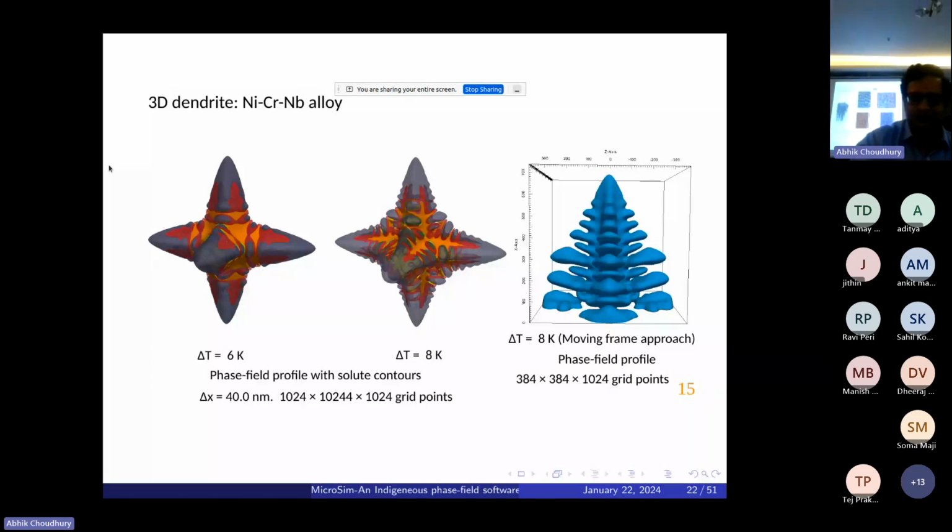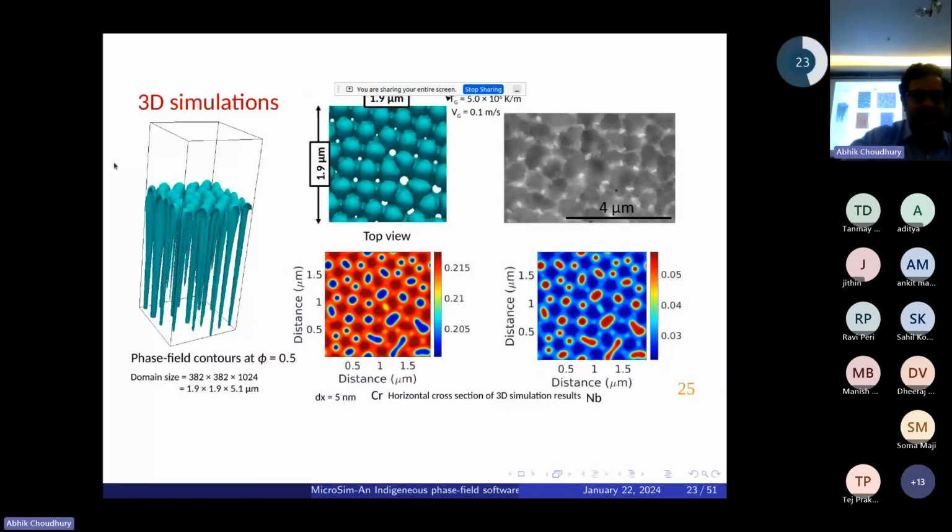Alright. Similarly, this is a simulation for an additive process. In additive processes, typically your microstructures will be very fine. So instead of dendrites, you will get cells, and you need to capture them with a slightly smaller resolution. And therefore, these also can be captured using these sort of solvers.